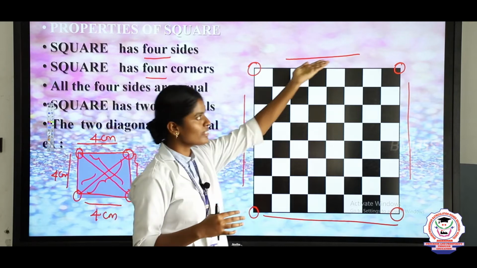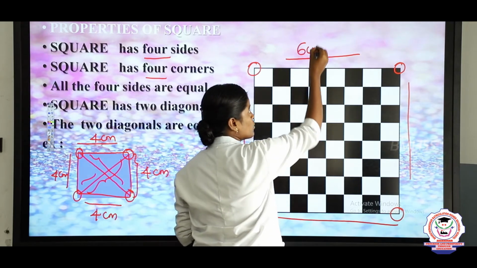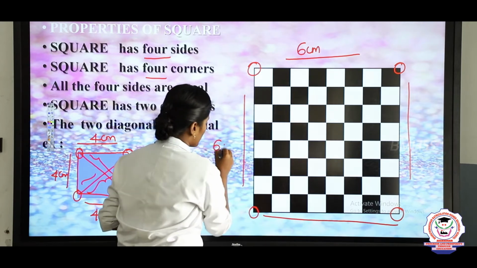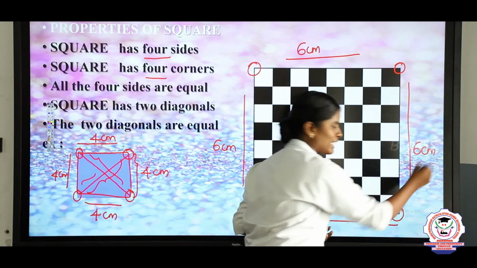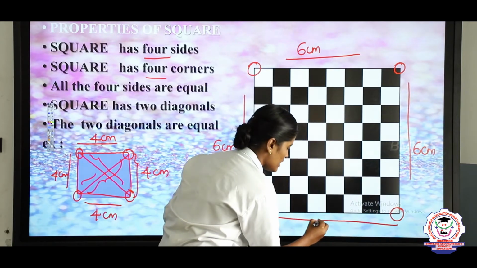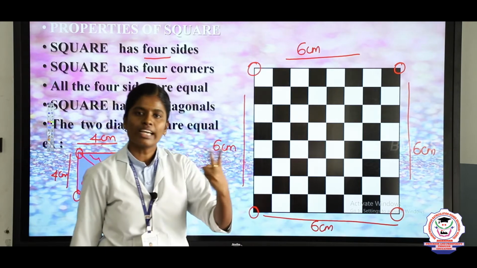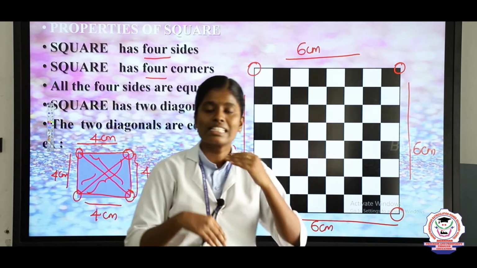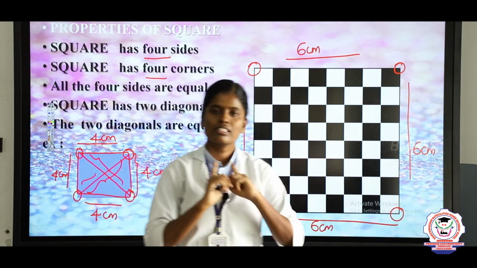For example, here 6 centimeter means from here to here it is 6 centimeter, and finally here also 6 centimeter. And then it has two diagonals. The two diagonals are the same. So the first topic is square.